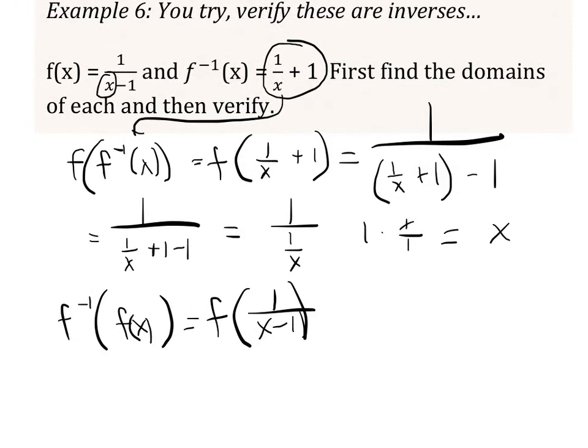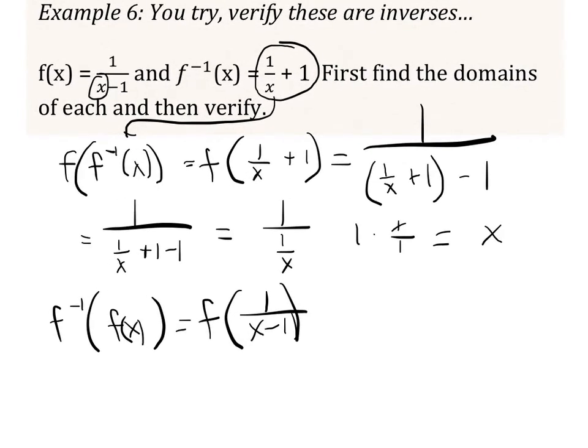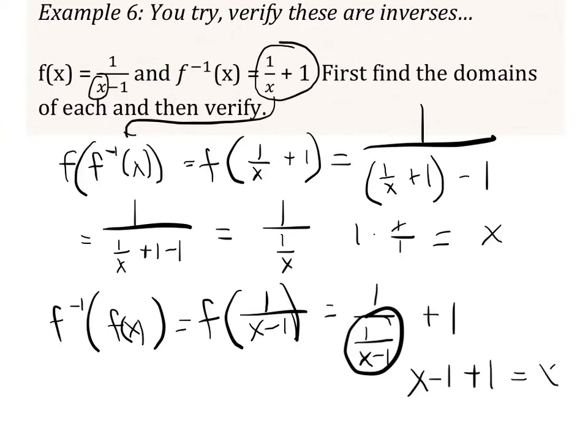So we end up with 1 over x minus 1 plus 1. So again, we flip this and multiply, so we end up with x minus 1 plus 1, which equals x. So because both composite functions create the value of x, then we've proven, we have verified, that they are inverses.